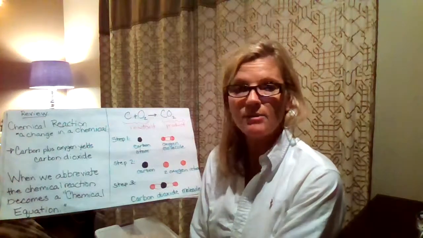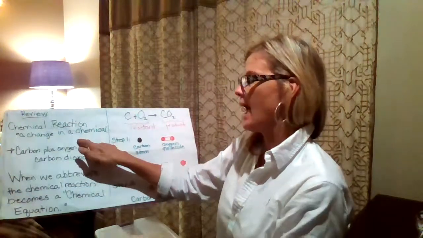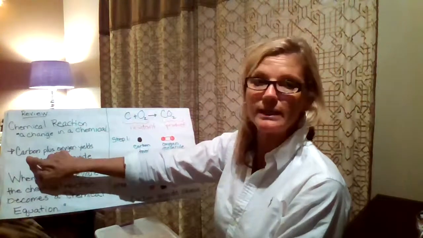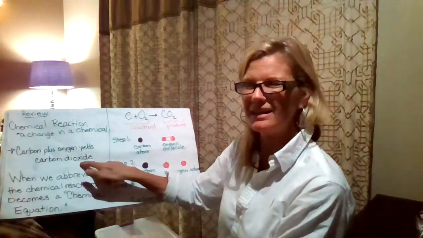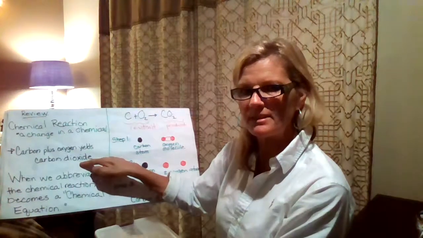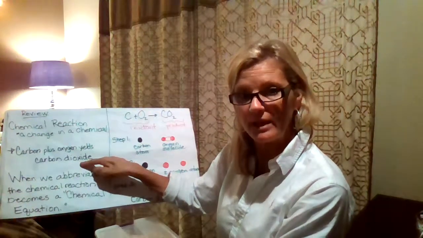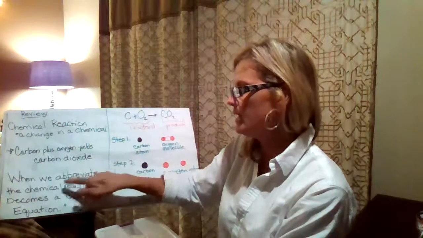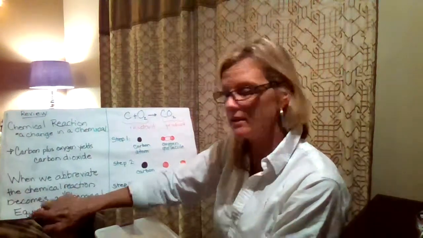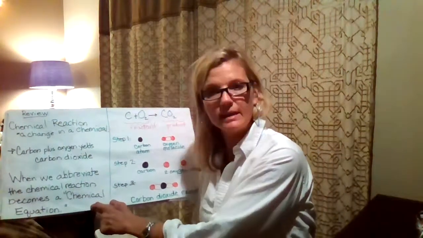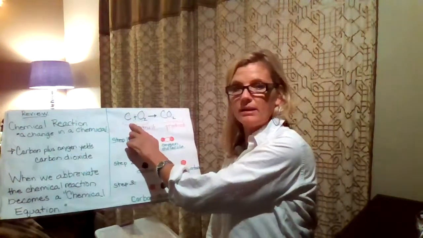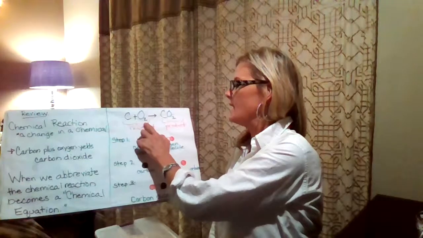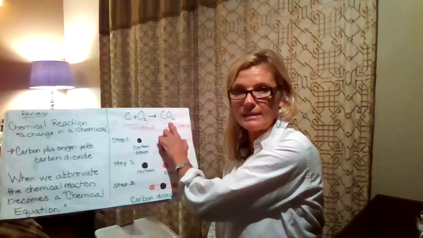A change in a chemical is called a chemical reaction. We could write it like this: carbon plus oxygen yields carbon dioxide. But scientists and chemists usually don't do that. They use abbreviations because they're less bulky. And when we put it into an abbreviated form, remember we call it a chemical equation. Here it is in an abbreviated form. We have C plus O2 yields CO2.